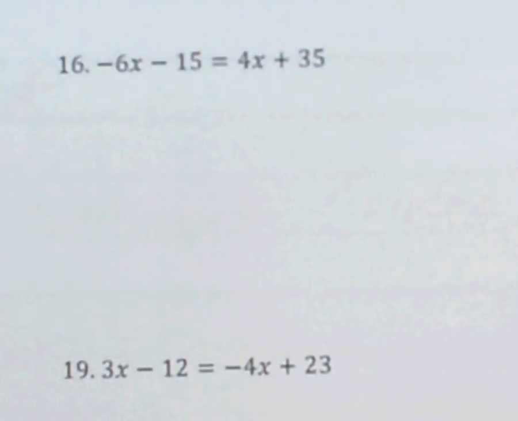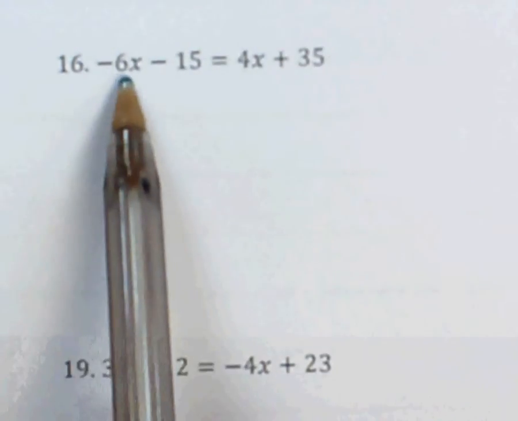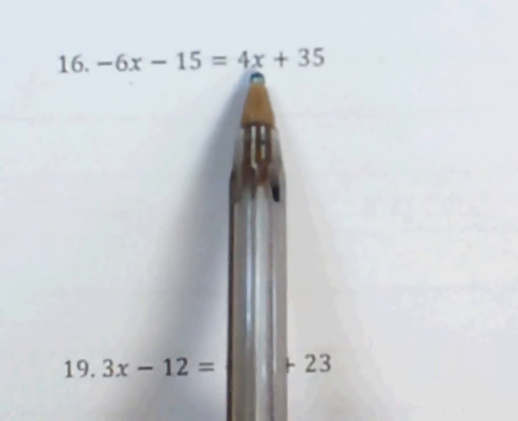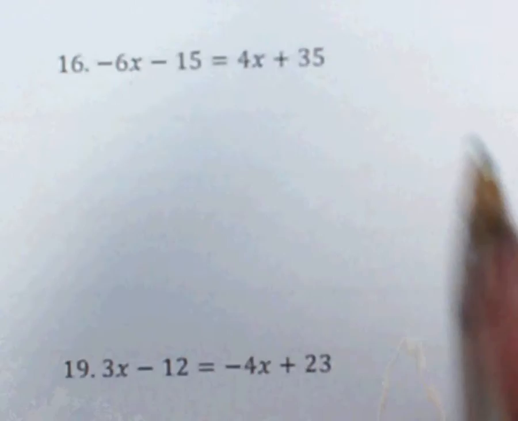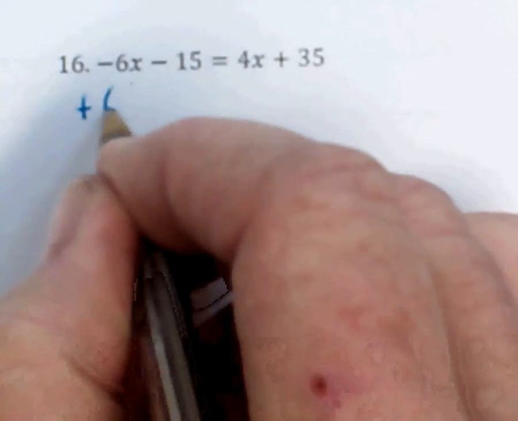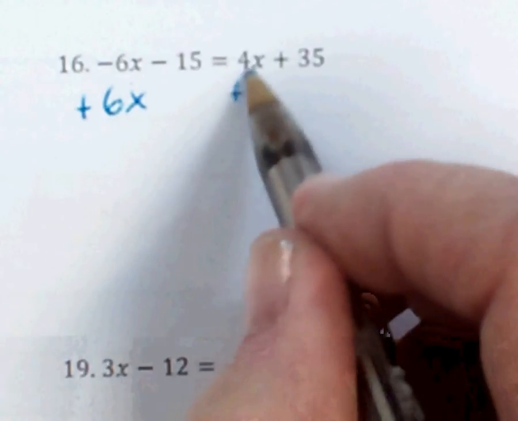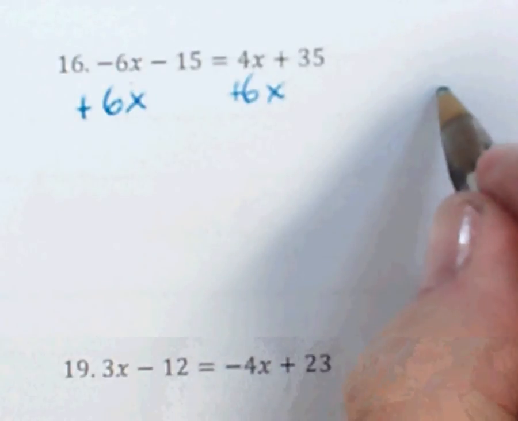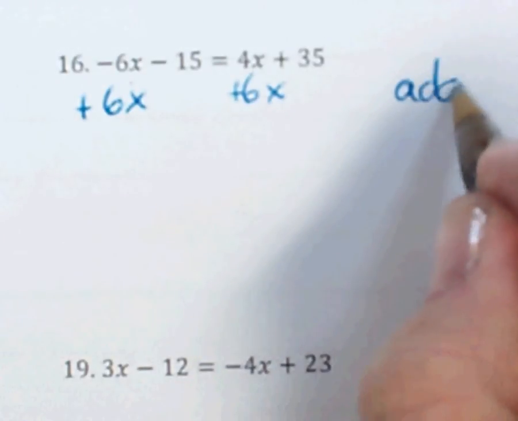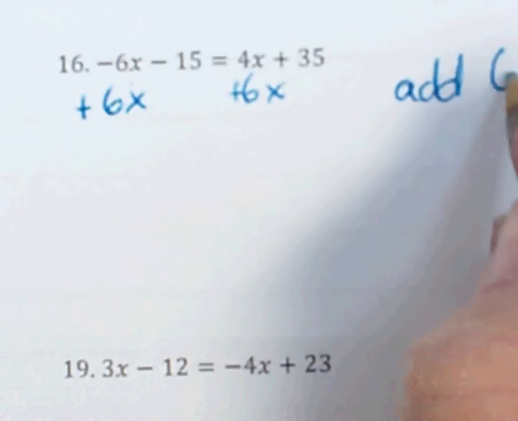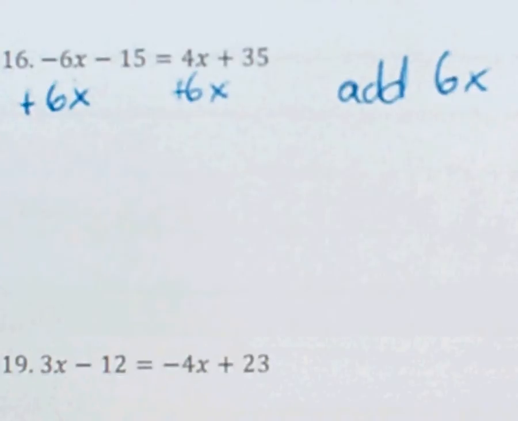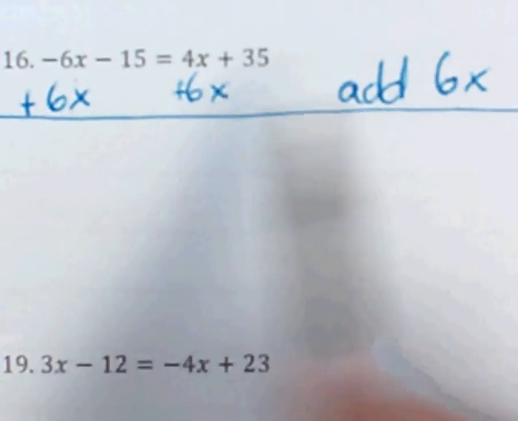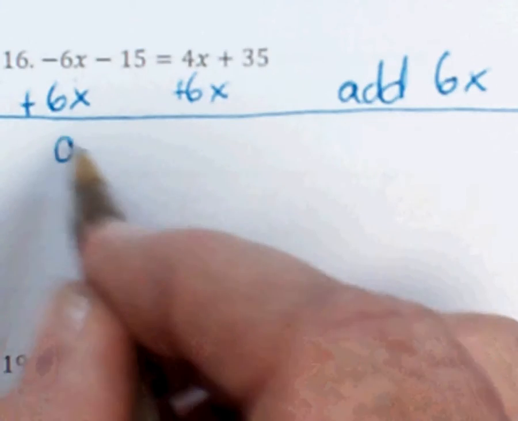Yeah, there we go. Okay, so we have x's on the left and on the right. So I need to do something to make sure I have a 0x on one side. So I'm going to add 6x. Okay, so then I get 0 minus 15.